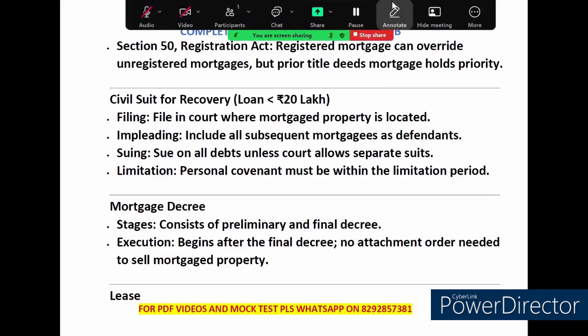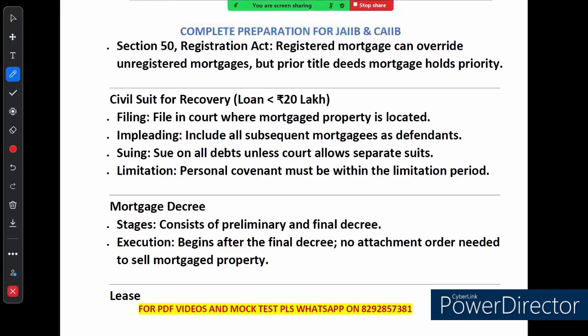That is, where the loan is supposed to be less than 20 lakh. If you need to file the suit in the court where the mortgaged property is located, all subsequent mortgagees, those who hold mortgages after the first one, should be included as defendants in this case. You must sue for all debt together until the court gives permission for a separate suit. Keep in mind the personal covenant, that is your agreement to repay, must be within the limitation period to be enforceable.